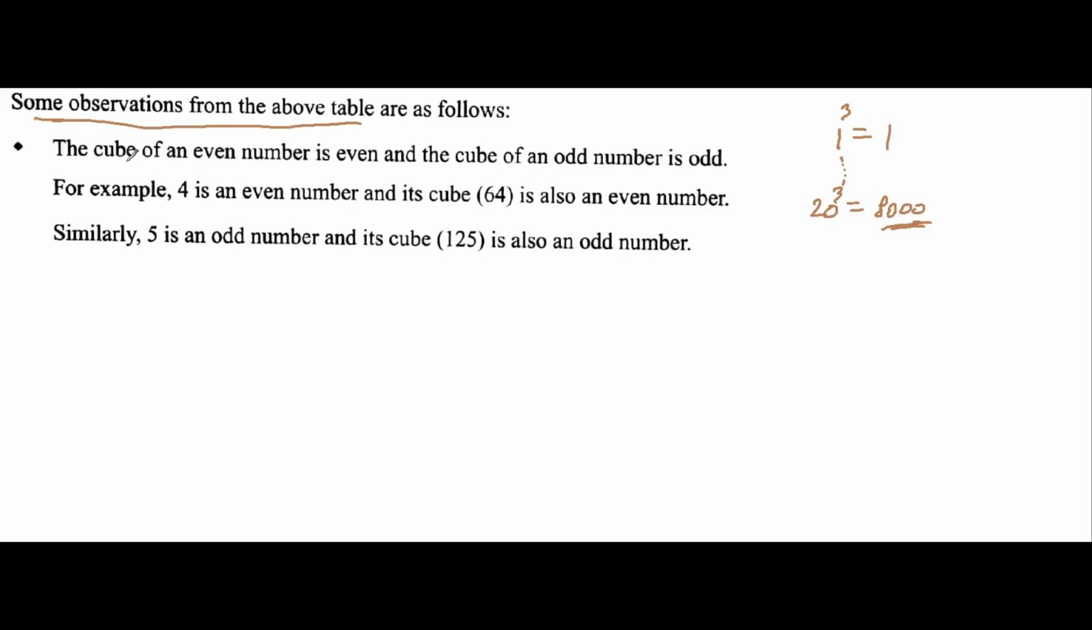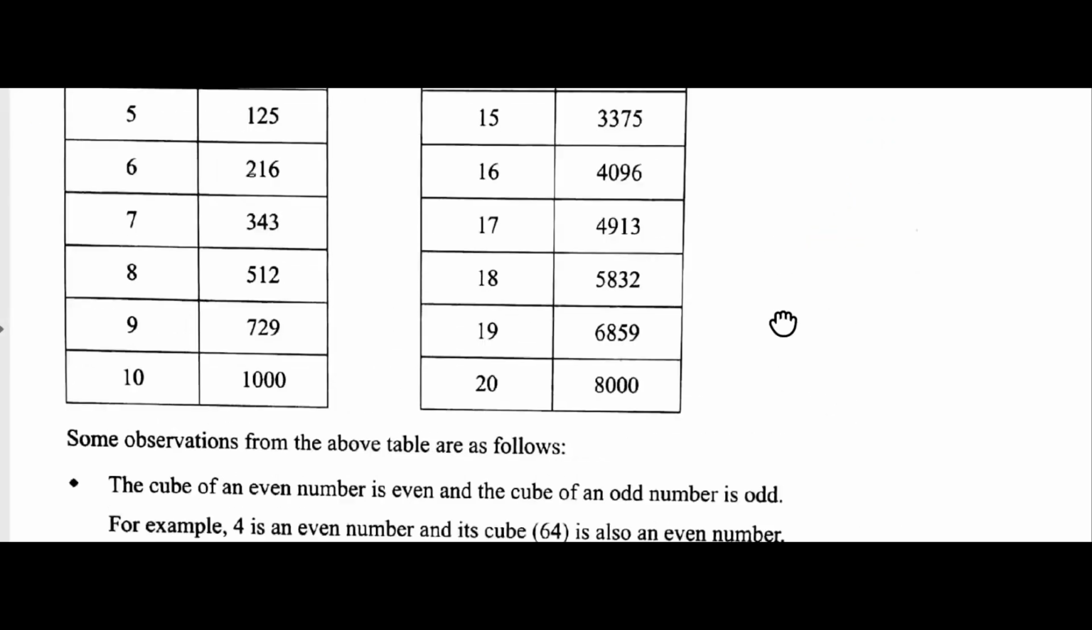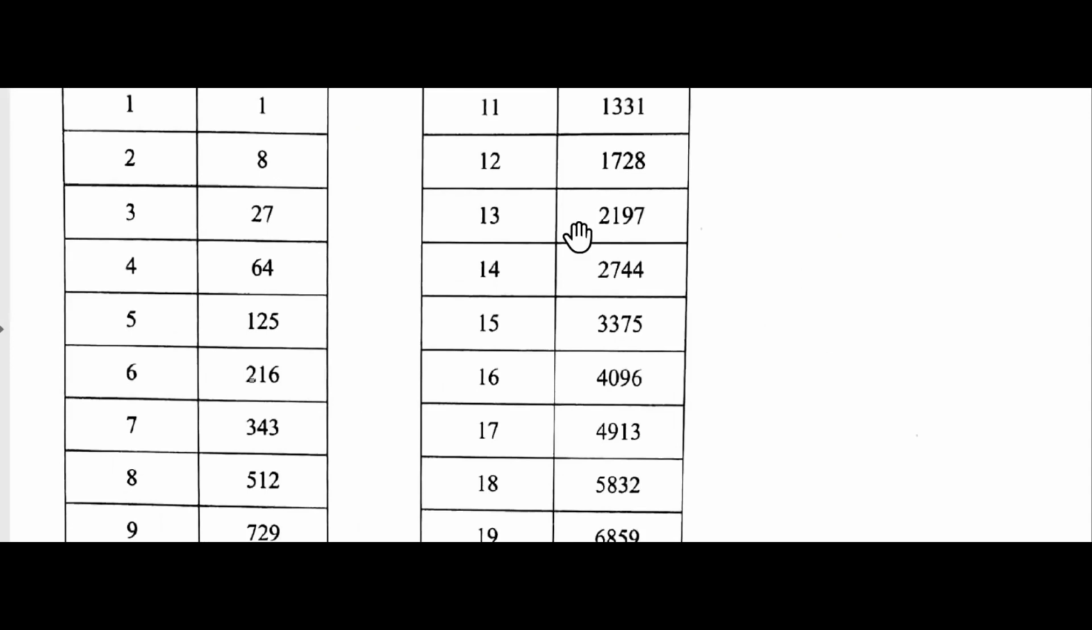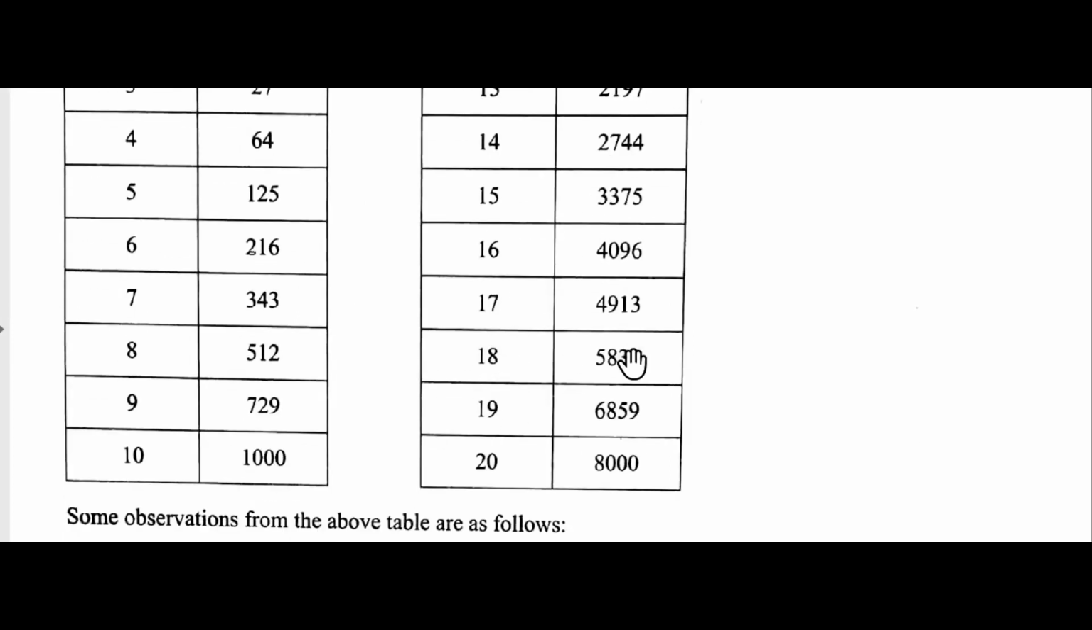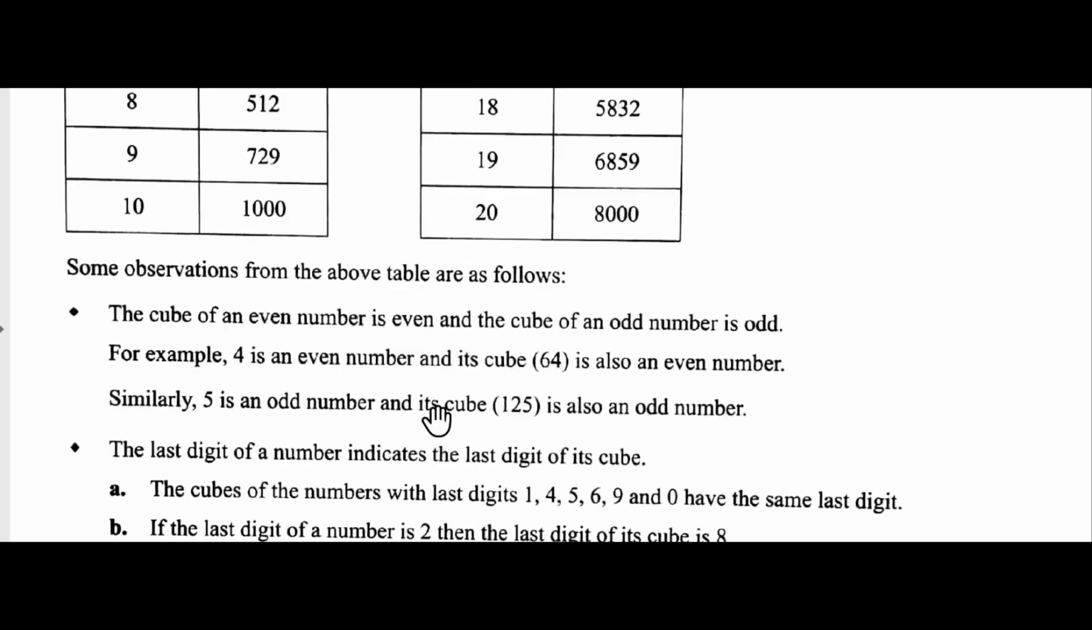You have observed that the cube of an even number is even. Okay, so the cube of an even number will always be even. See here, all the even numbers. 2 cube is 8, it is even. 4 cube is 64, it is also an even number. Similarly, 18 cube is 5832, it is again an even number. So that is the first observation.